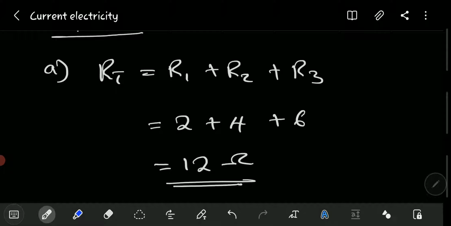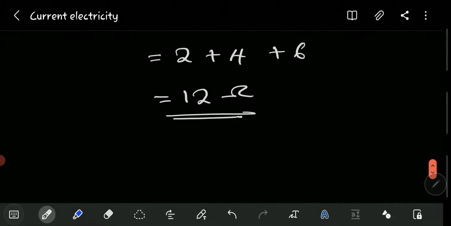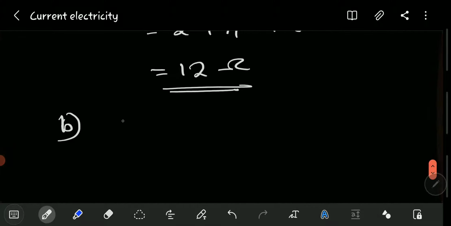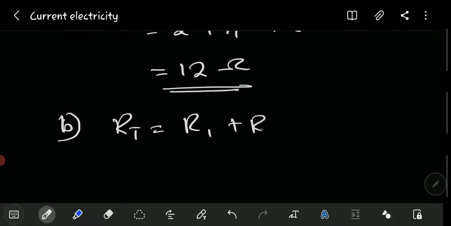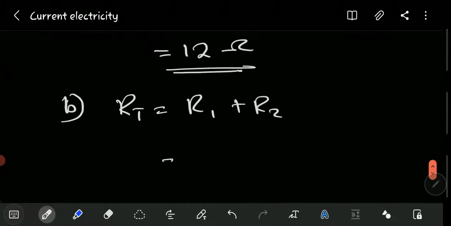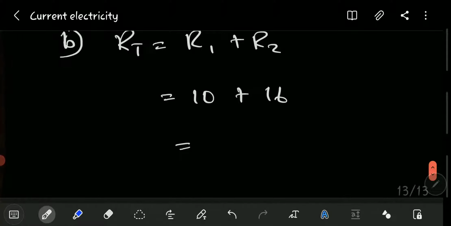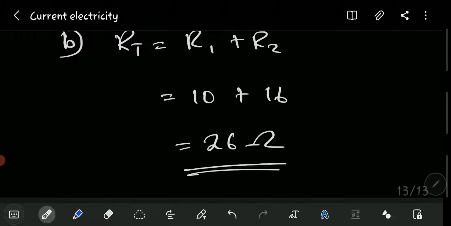So that is the total resistance for A. For B, we only have 2 resistors, which is 1 and 2. So our formula will be the total resistance is equal to R1 plus R2. In this particular case, we are going to have 10 plus 16, which is 26 ohms. So that is the total resistance.